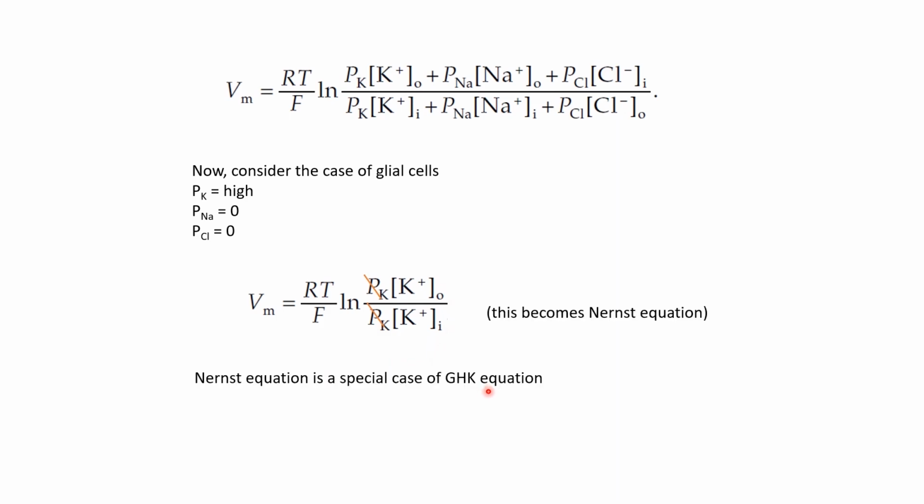So what we can say is that the Nernst equation is just a special case of the GHK equation. So when the GHK equation is applied to just one ion, then it becomes the Nernst equation. And this is the more general form which takes into account multiple ions.